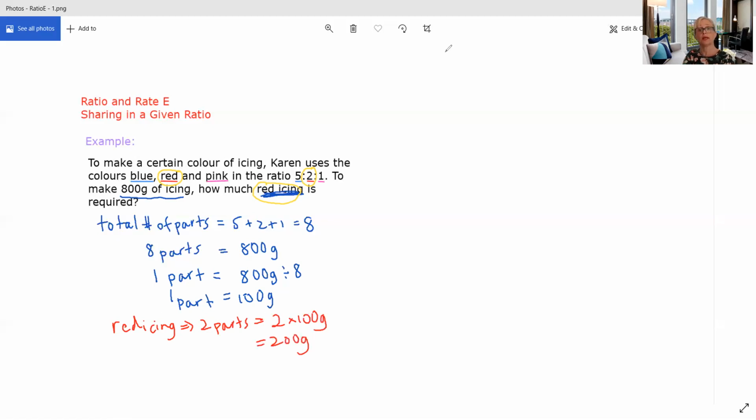And then we should answer our question. If we're asked a question in words, we should answer it in words. So we'd say, therefore, 200 grams of red icing is required.